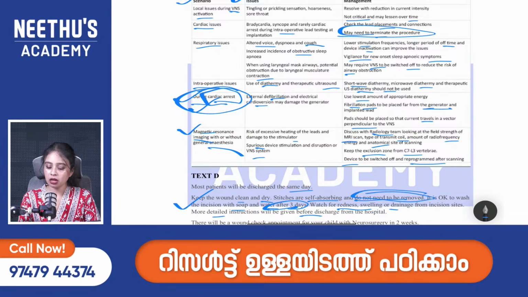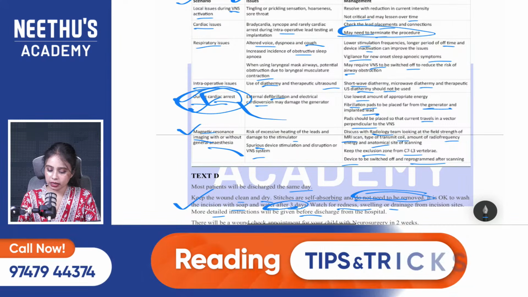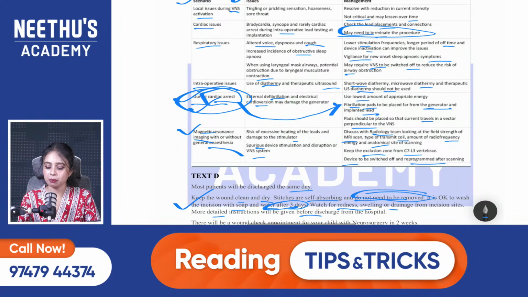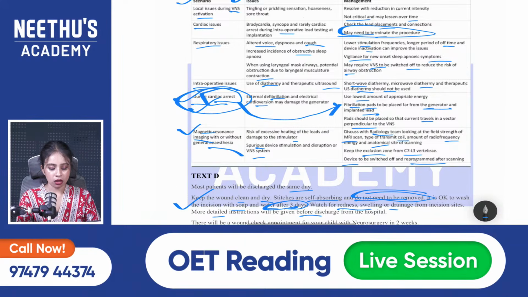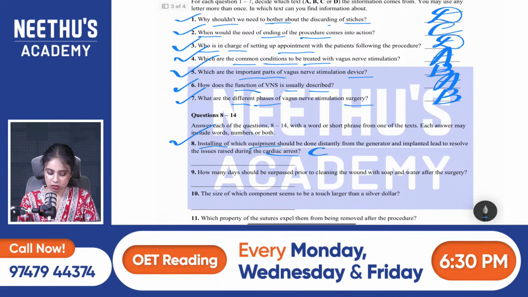That is mentioned there. And implanted lead. So it is about cardiac arrest. So that is fibrillation pads. That is the right answer. Okay. Yes, very good. Yes, that is the right answer.